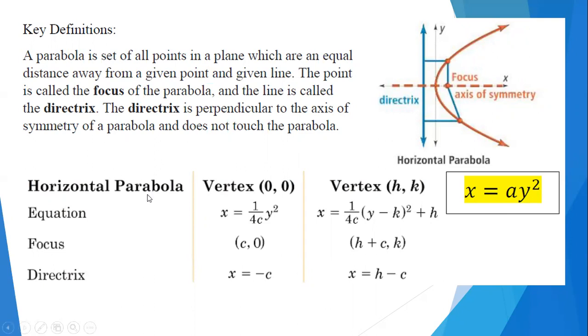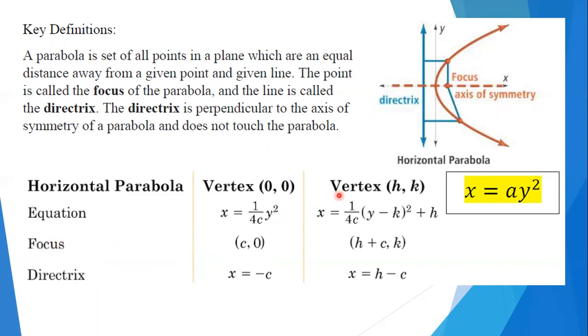So for the horizontal parabola, you have your two types. You have one that is centered at the origin, 0, 0. And if it's centered at the origin, then the equation that you follow is x equals 1 over 4c y squared. The focus is c, comma 0, and the directrix is x equals negative c, okay?